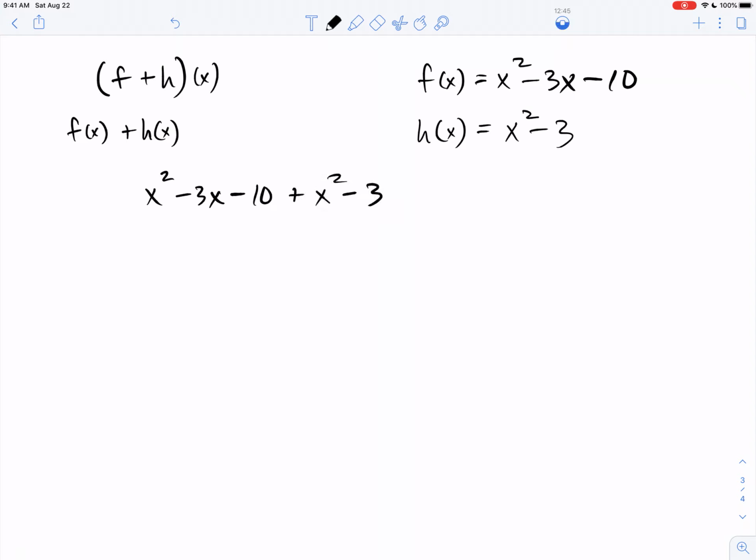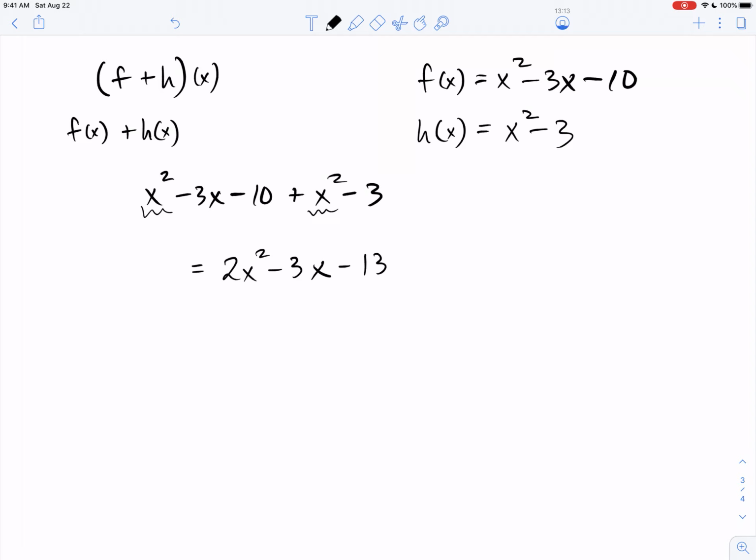And you guessed it, I'm going to combine like terms. I'm going to write it in descending order, so those two go together. That's 2x squared. Minus 3x is all by itself, so it goes next. And then negative 10 minus 3 more is negative 13, and that would be the answer for, you guessed it, f plus h of x here. Did I say g? Anyway, f plus h.